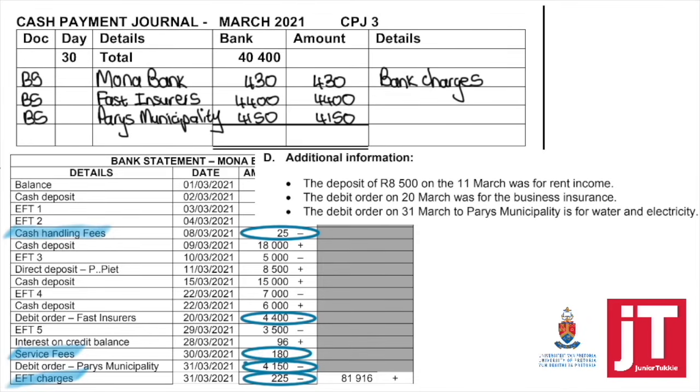So if I look at the debit order on the 20th was for the business insurance, and this is why it will be insurance. The debit order on the 31st was for water and electricity, so we are going to say water and electricity. If we are done with that, we're going to total it. Please again, do not forget to include the total brought forward, 40,400.